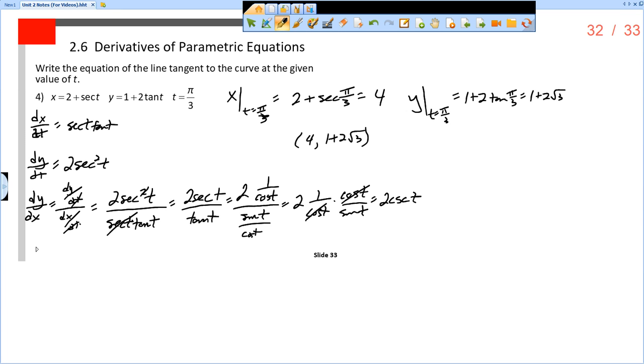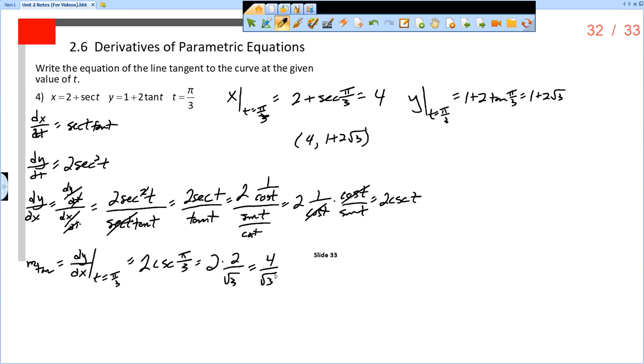Now, in order to get the slope of the tangent line, I'm going to evaluate dy dx at t equals pi over 3. So 2 times cosecant of pi over 3. Remember, cosecant is the reciprocal of sine, and sine of pi over 3 is root 3 over 2. So this would be 2 over root 3, so 4 over root 3 would be our slope of the tangent.